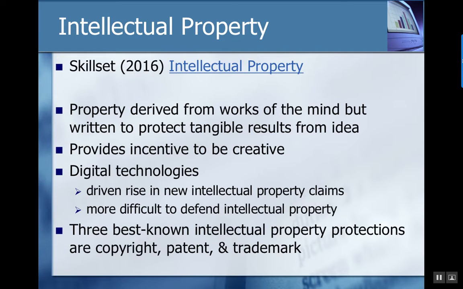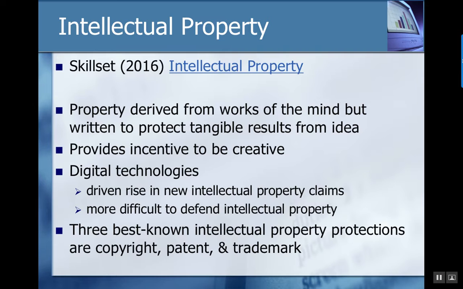So intellectual property. The concept of intellectual property has been around a while. The definition, as we're seeing here, is property derived from works of the mind, written to protect tangible resources from an idea. The idea is that if you come up with something, you want it to be protected, so that people are allowed to be creative and innovative.